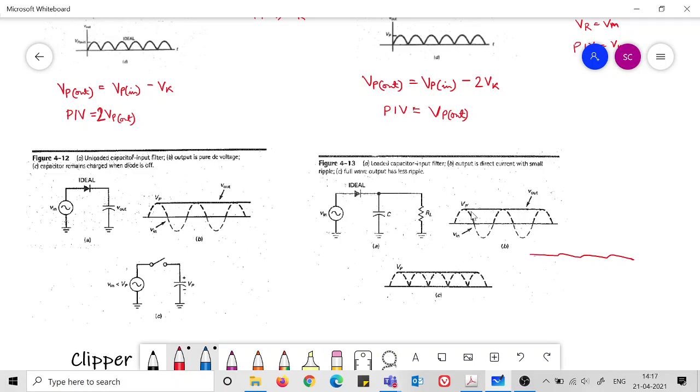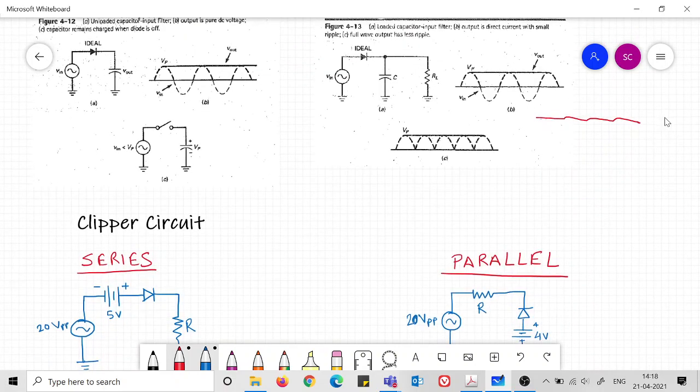What would happen? We would get a small ripple voltage, and the nice DC, almost DC voltage you will get here. Okay, so this is also a configuration where you will get DC voltage.